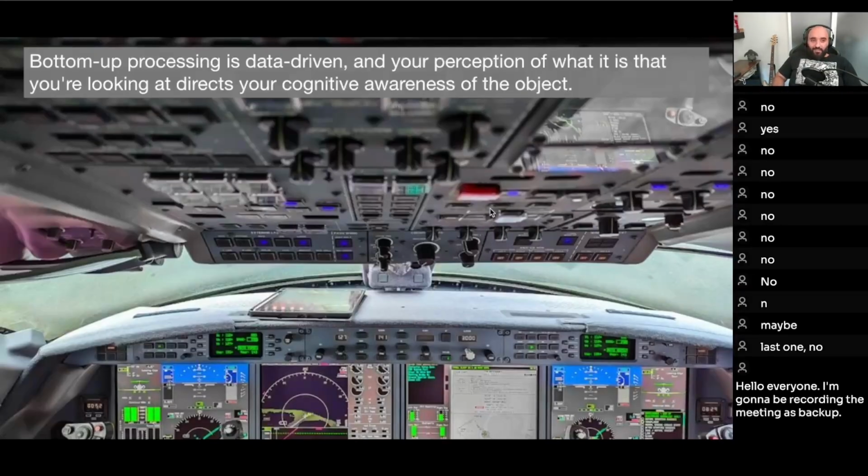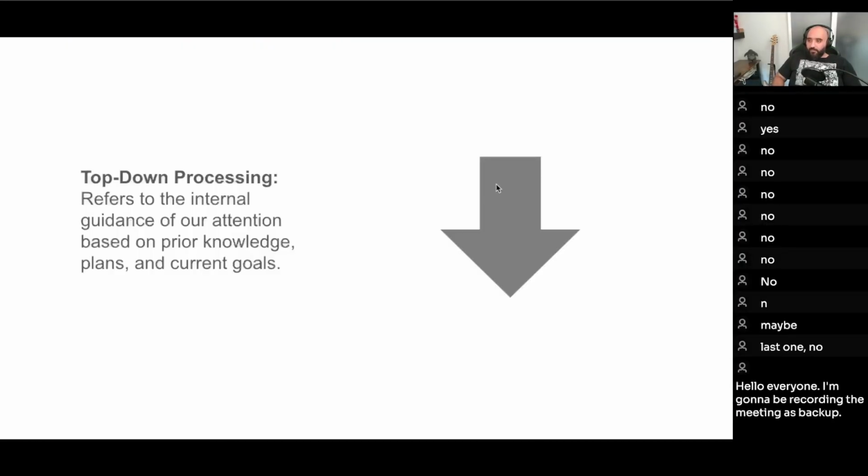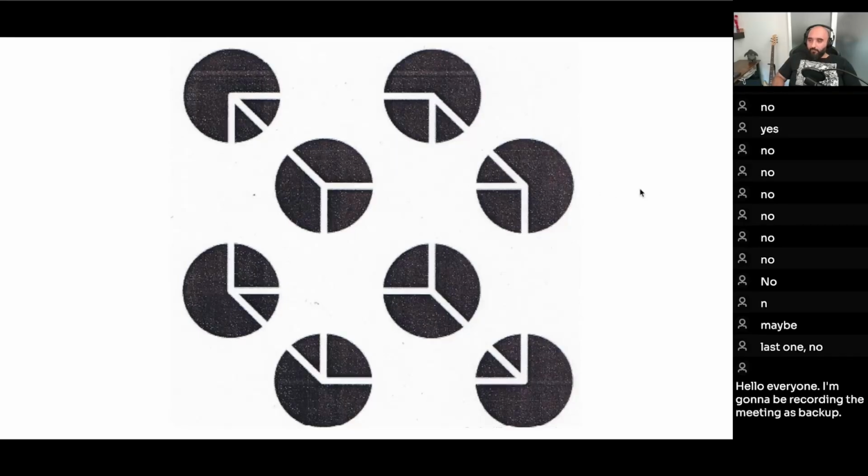We need another type of processing to be able to use our eyes to do this. And that is top-down processing. That refers to the internal guidance of our attention based on our prior knowledge, plans, and current goals. Okay? So let's take a look at the difference between them.